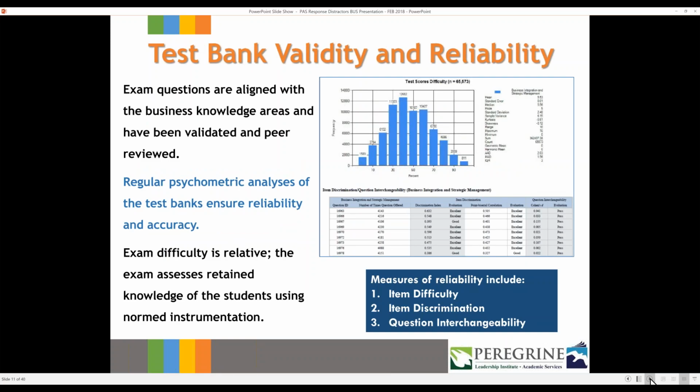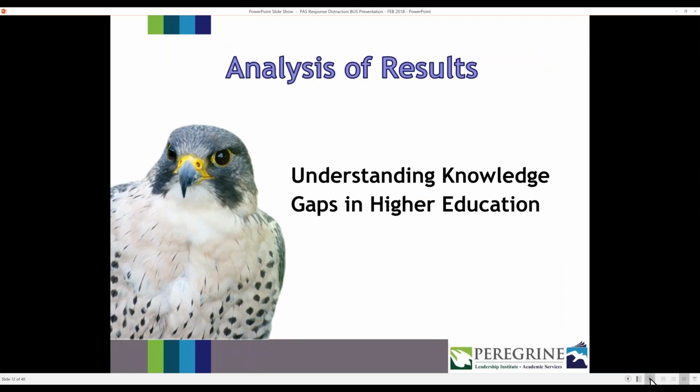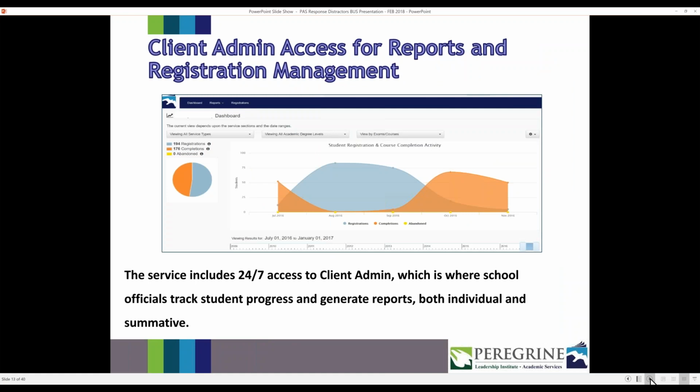If you're interested to learn about the test bank validity and reliability, we have a quality assurance department that churns out these reports, and I'll be happy to share it with you if you are interested. So now coming back to the results, the analysis of the results, right? We do want to know where the gaps in our students' knowledge are.